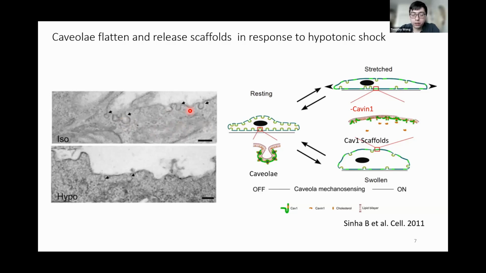So at this point, we were interested in looking at caveolae and CAV1 under hypotonic shock, as well as determining what happens to these scaffolds once they're flattened.